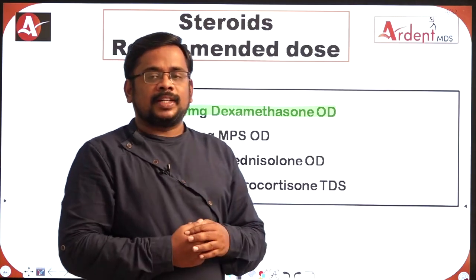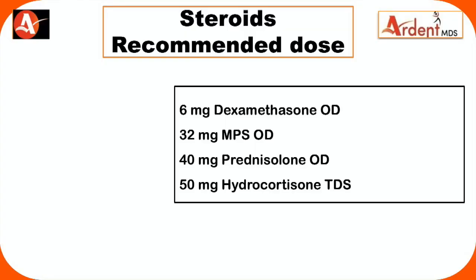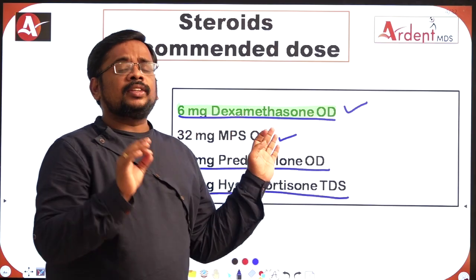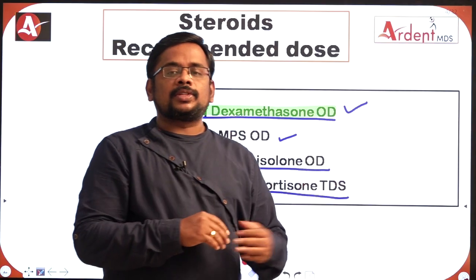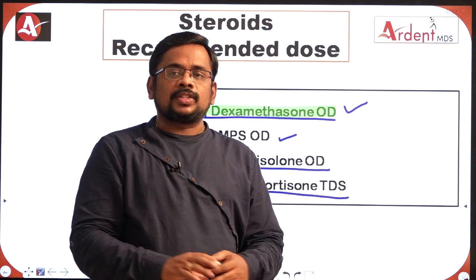What are the types of steroids given for COVID-19? So number one, 6 milligram dexamethasone once per day, which is the indicated drug. In case it is not available, then you can go for 32 milligram methylprednisolone once per day, or 40 milligram of prednisolone once per day, or the last one is 50 milligram of hydrocortisone thrice per day. So here you have to know anything about steroids, anything they may ask you in exam. So just go back to the steroids and read all the important points which are given in the steroids.